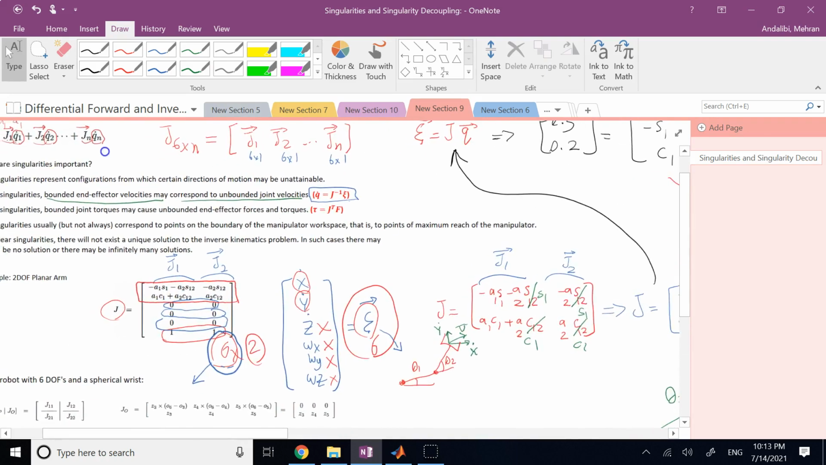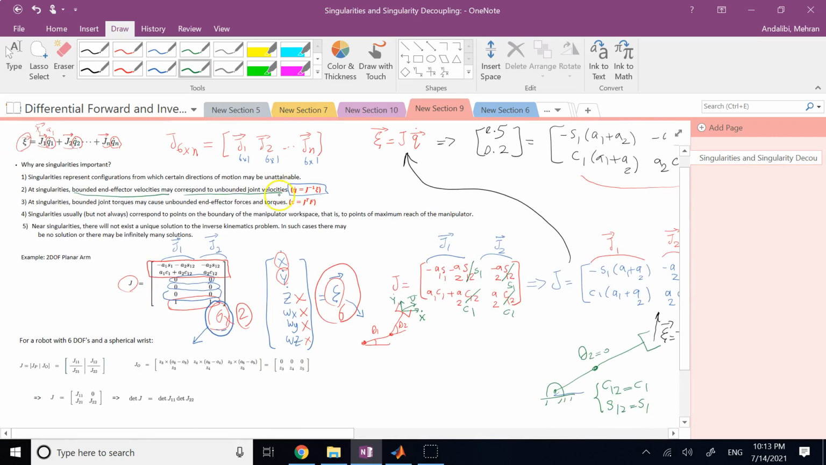So the problem is for the inverse velocity problem, you cannot find any finite number. That's one of the cases that happens in singularity. You cannot solve the inverse velocity problem. Similarly, you cannot also solve the case for the static force. Why? Because if you basically use just bounded joint torques, you might get unbounded end effector forces, right?